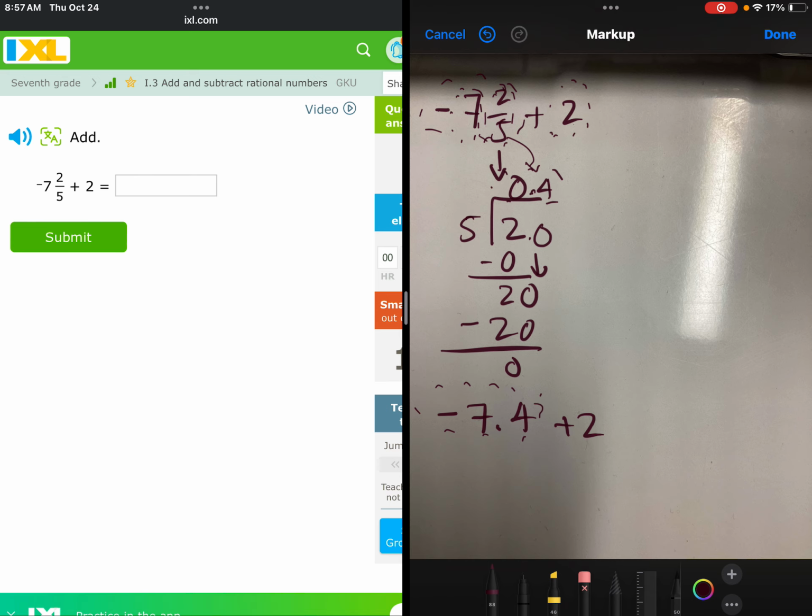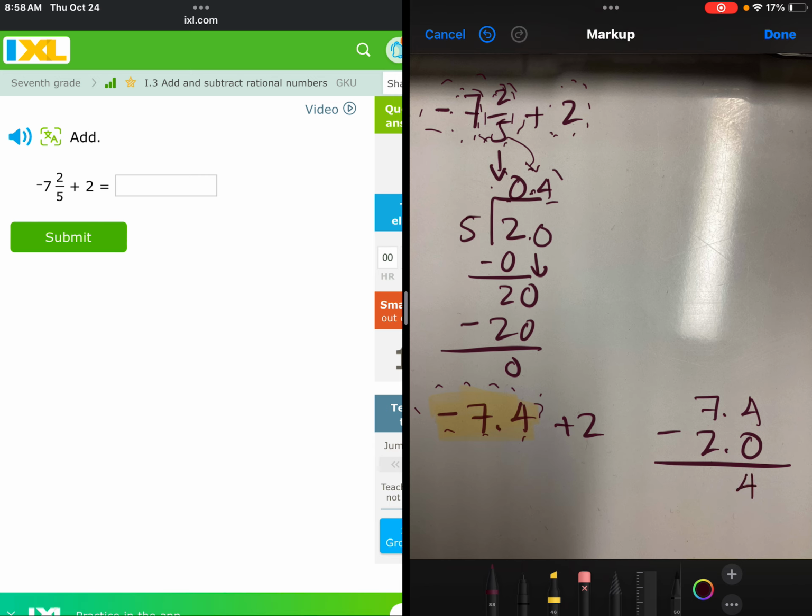According to our notes, if we have different signs, plus and minus, we have to subtract them. Okay? And then keep the sign of the biggest absolute value, which is this one here. You have a negative answer because that one is bigger in absolute value. Okay? So let's subtract. I'm going to do 7.4 minus 2. And we do 4 minus 0.